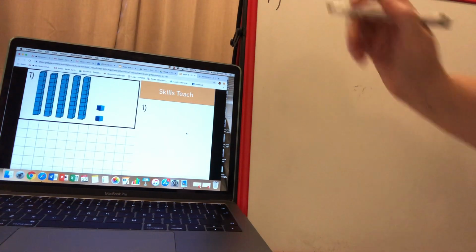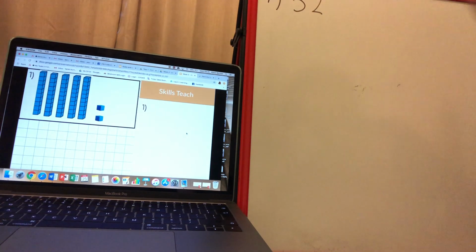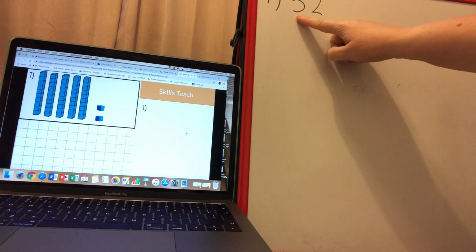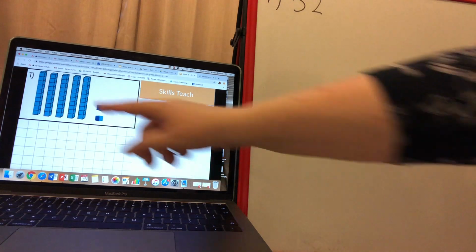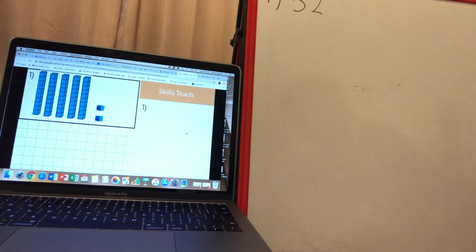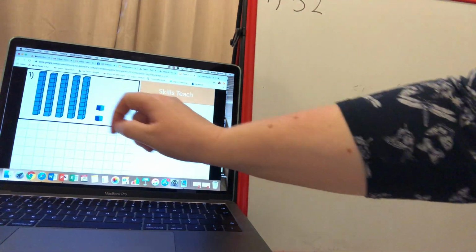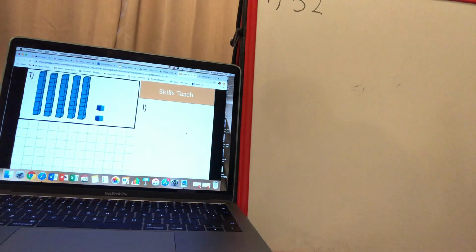So to write that down, 52. We can check, do we have 5 tens and 2 ones? 1, 2, 3, 4, 5 lots of 10 and 2 ones, we do. Remember 10, 20, 30, 40, 50, 51, 52.